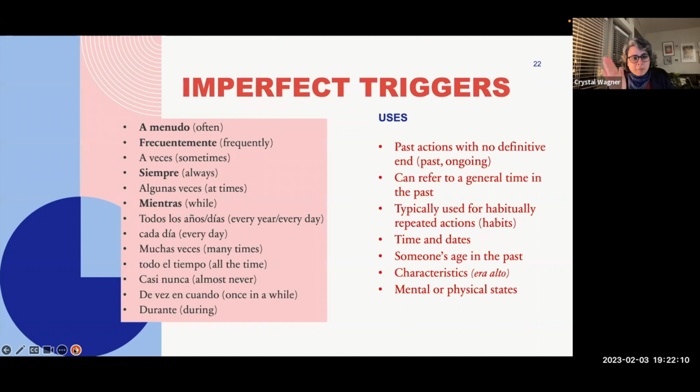Imperfect triggers. To me, in my opinion, these are more straightforward. These are definitely associated with the imperfect, but always, always pay attention to the context. A menudo, often, frecuentemente, a veces, siempre, algunas veces, mientras, todos los años, todos los días. So notice that we're saying all of them, right? It's not a specific one. Muchas veces, many times, todo el tiempo, casi nunca, de vez en cuando, durante. All of these are vague time frames or repeated events, things that happen repeatedly or not often enough, but none of them delineate a specific event, okay? So, of course, these are going to be the imperfect.